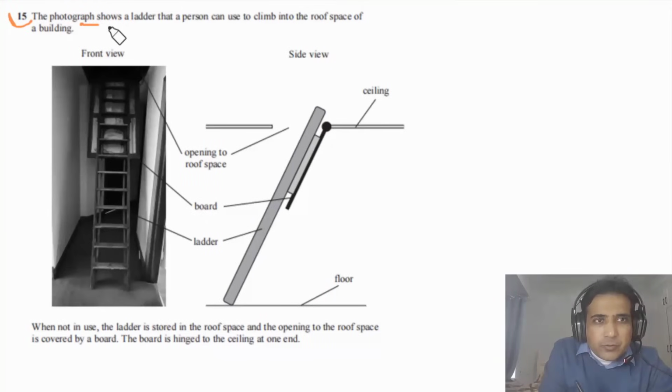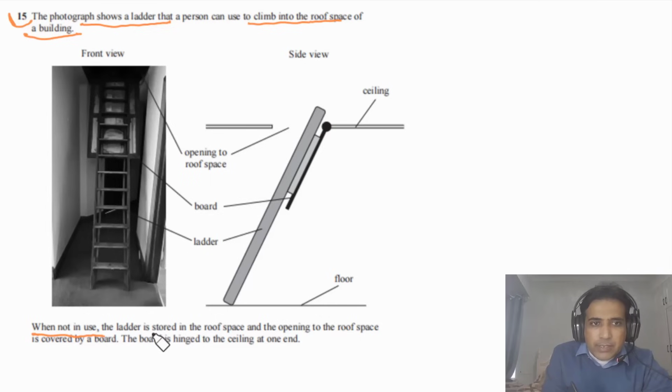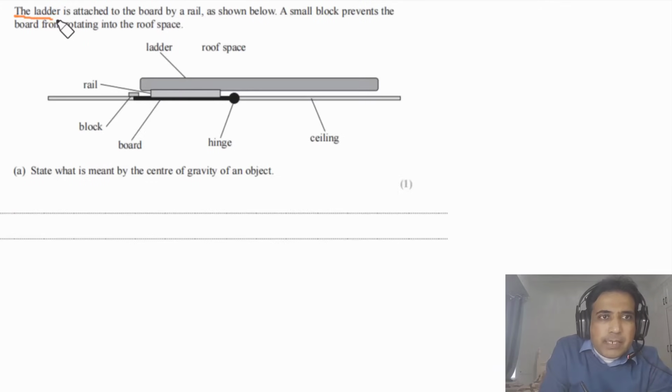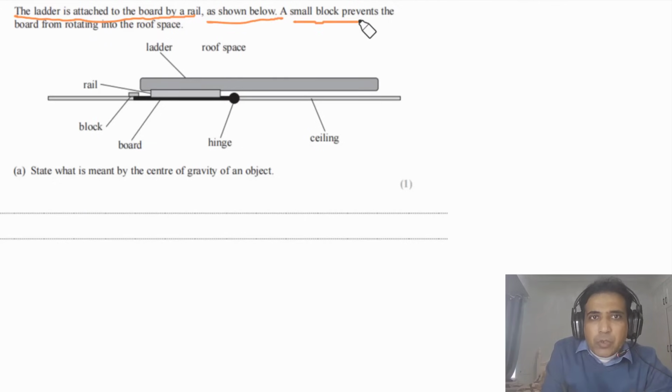Question 15 says the photograph shows a ladder that a person can use to climb into the roof space of a building. When not in use, the ladder is stored in the roof space and the opening to the roof space is covered by a board. The board is hinged to the ceiling at one end. The ladder is attached to the board by a rail as shown below. A small block prevents the board from rotating into the roof space. Part A: state what is meant by the center of gravity of an object.